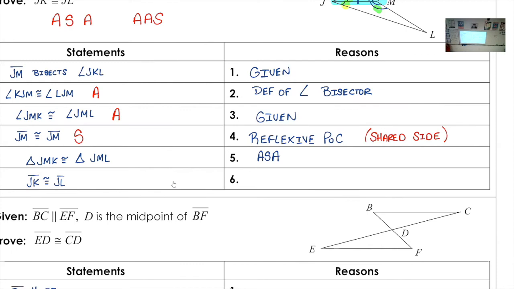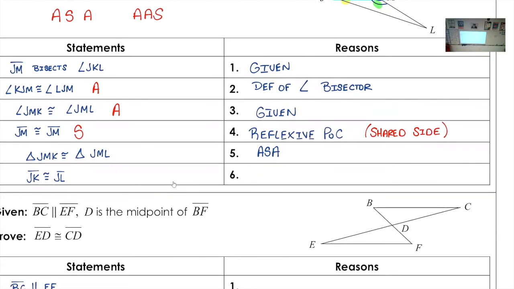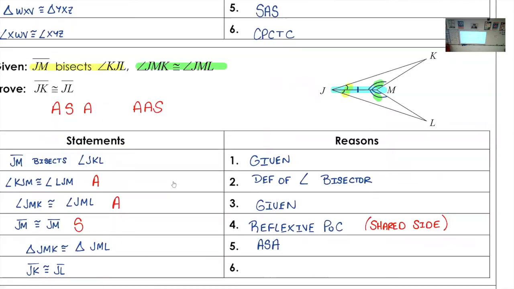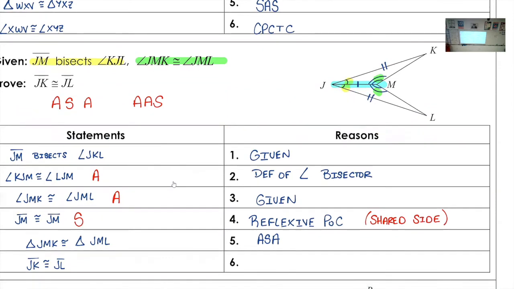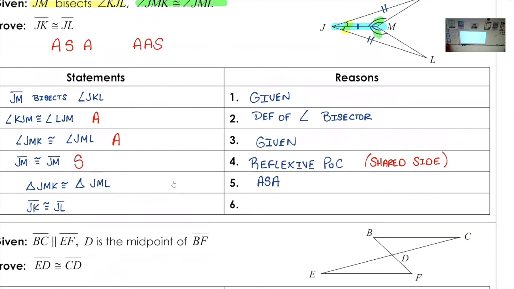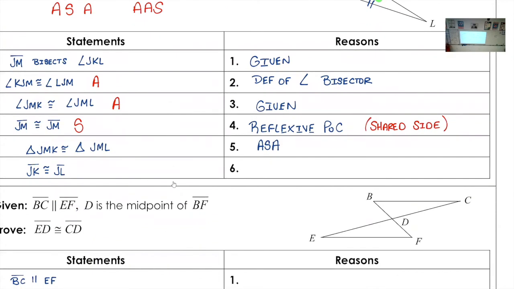Okay. So now that we know that, why is JK congruent to JL? If we go back up here, why are these two segments congruent now? Because my triangles are congruent, all the corresponding parts are congruent. So CPCTC.